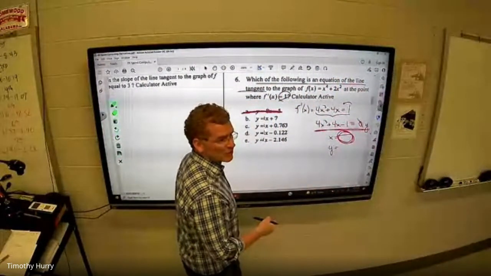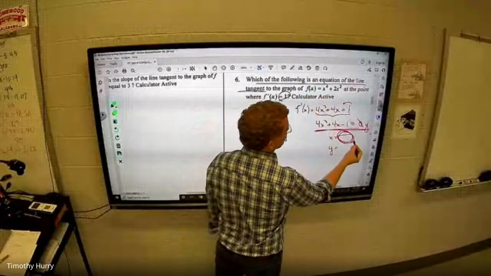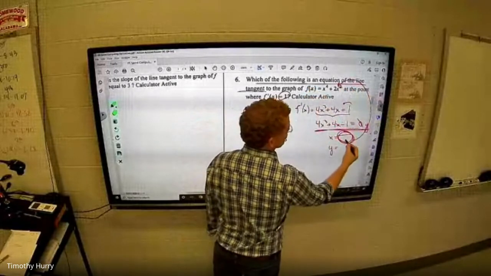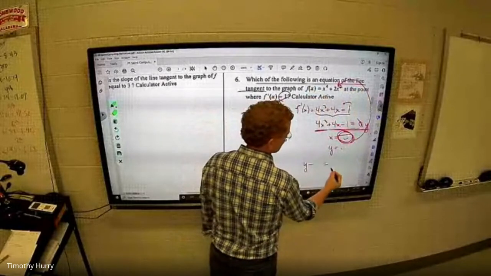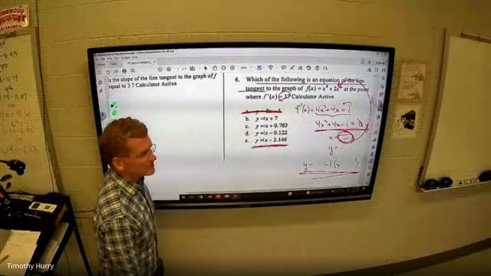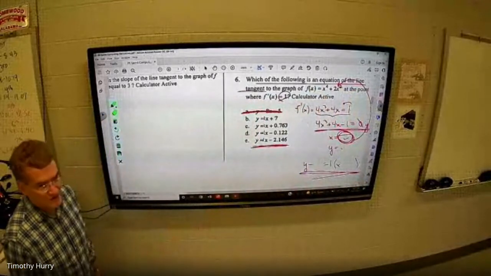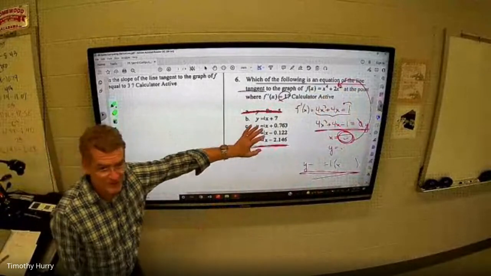Plug it back into what? Back into my f, right? Plug that x value back in here to get my y, and then take those 2 points with my slope, plug them in here, and see which one it matches. Are y'all seeing that? I don't remember which one it was, but do y'all see that process?